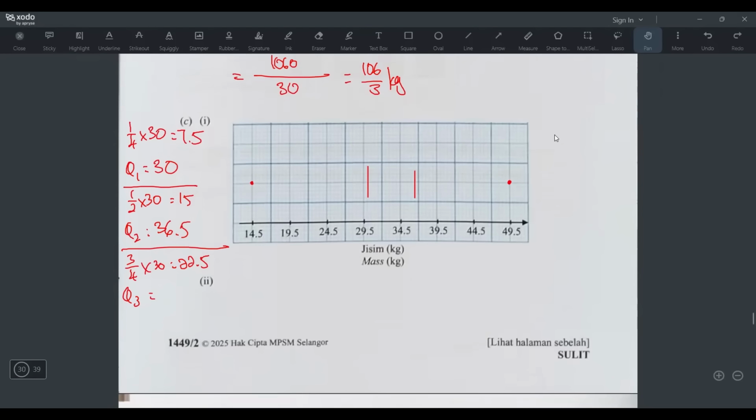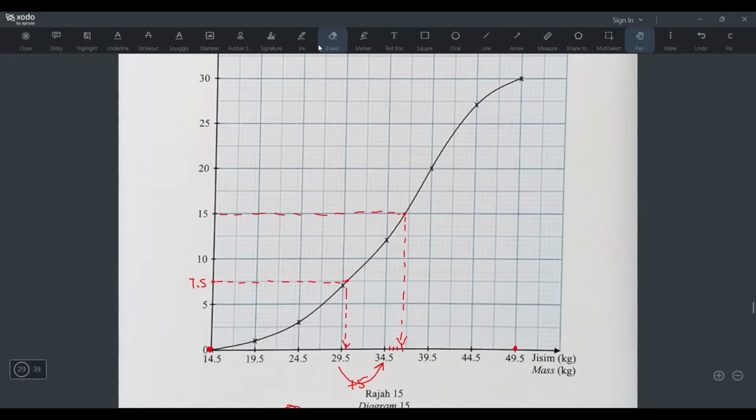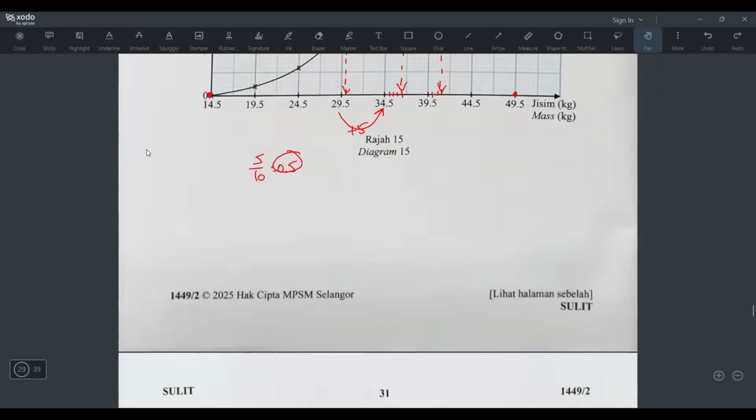Okay, now for the last one, Q3, we have to draw from 22.5. So where is 22.5? Between 20 and 25, in the middle here. So you do a dotted line. And the moment you touch the graph, you draw down. Okay, where is it? One box, two boxes, three boxes. Yeah, so it's here. So where is it? 39.5 plus three boxes. So one box is 0.5. So you can use your calculator. You press 39.5 plus 0.5 plus 0.5 plus 0.5, three times. Okay, my calculator gives me 41. So that's the Q3 answer, 41.